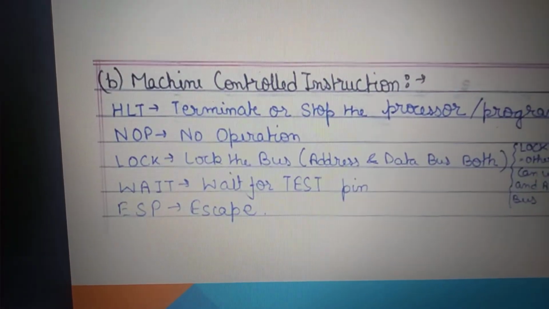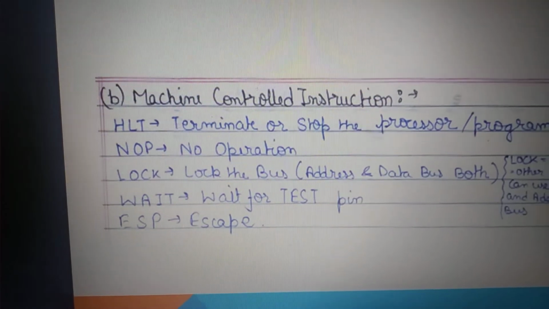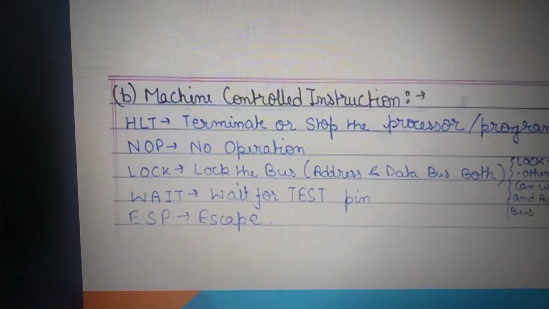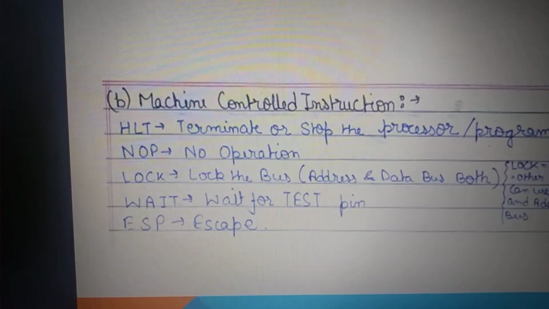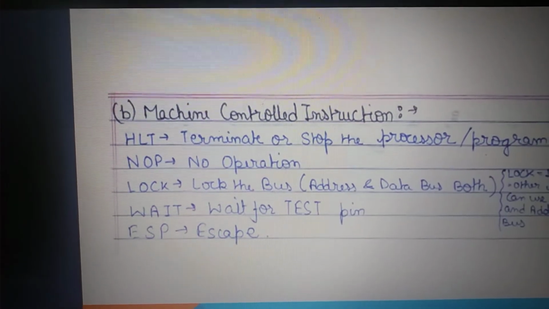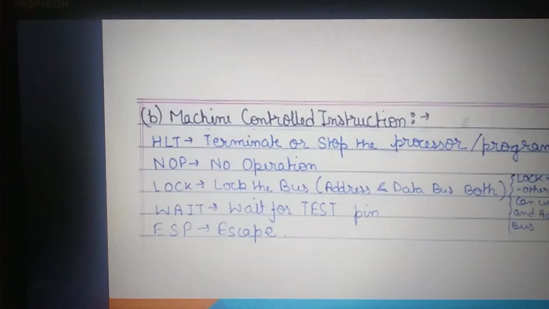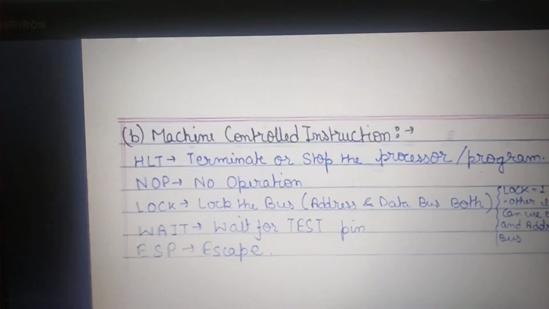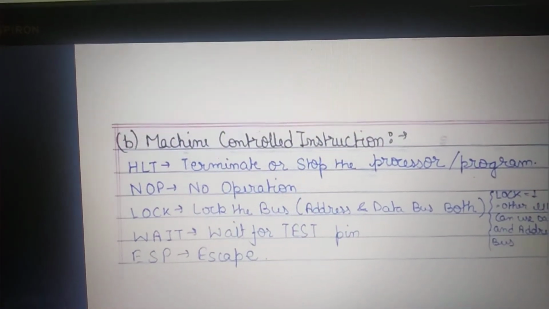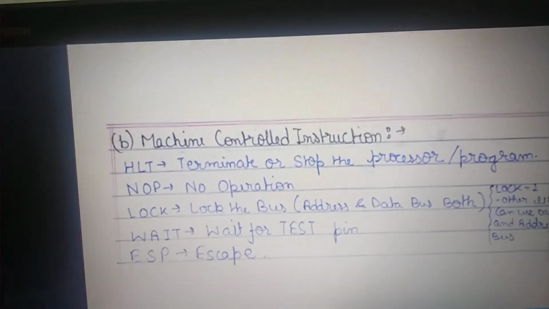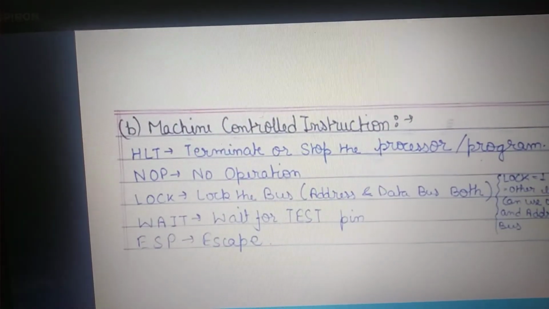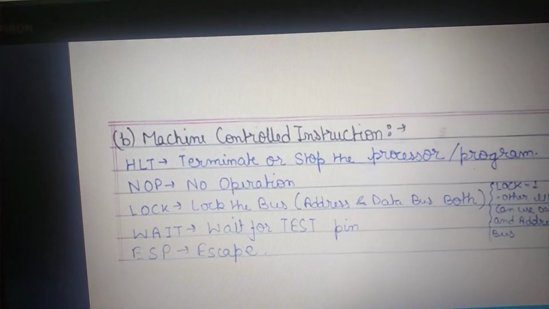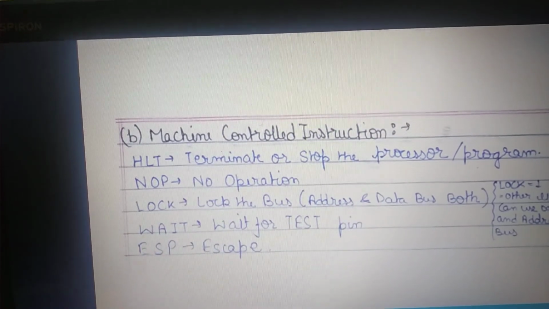Lock instruction is used to lock the bus, both address and data buses. Wait instruction is used for test pin. It is used to communicate with the slower peripheral devices. And escape instruction is used for escape purpose. Suppose that we have to skip any operation, then we will use this instruction. So this is the overall instruction set of 8086 which I have discussed here.